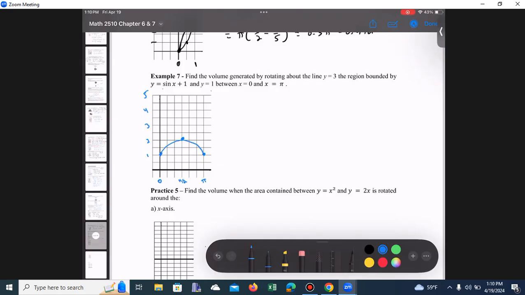And then y equals 1, this line. And this is going to rotate about y equals 3. And so you have that hole in the center. It looks like an hourglass in the center there. And so we have to look at these radii. Let me throw this on the other side here.